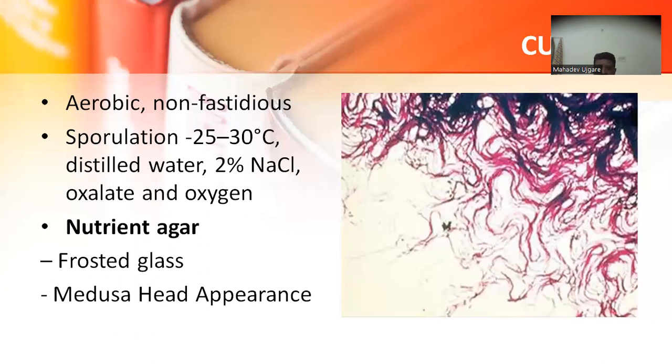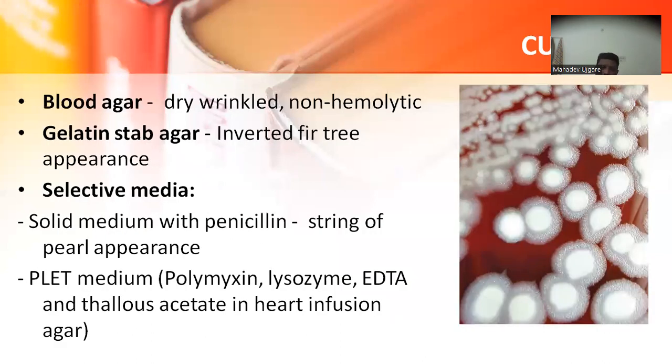On nutrient agar, it produces a frosted glass-like appearance and also shows the medusa head appearance. What type of growth is produced on selective media? On blood agar, it produces dry, wrinkled, non-hemolytic colonies. In gelatin stab culture, it produces an inverted fir tree appearance. On selective media, the most important is PLET medium. It contains polymyxin, lysozyme, EDTA, and thallous acetate in a heart infusion agar. The second one is solid medium with penicillin. It produces a string of pearls appearance.